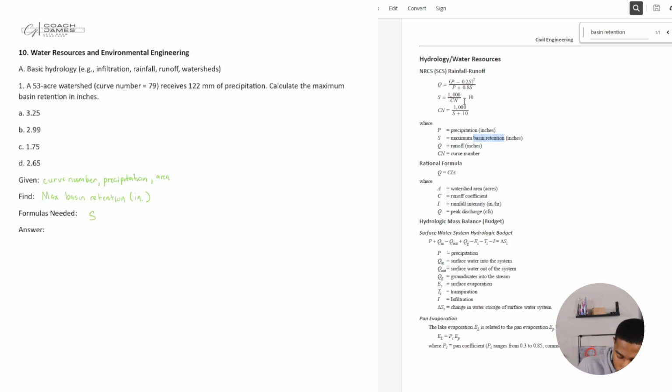So I'm going to say S is equal to 1000 over the curve number minus 10. My curve number is equal to 79, so this is all going to be equal to 1000 over 79 minus 10. And so S, or the maximum basin retention in inches, is going to be 2.65 inches. So I get D. Let's look at number 2.